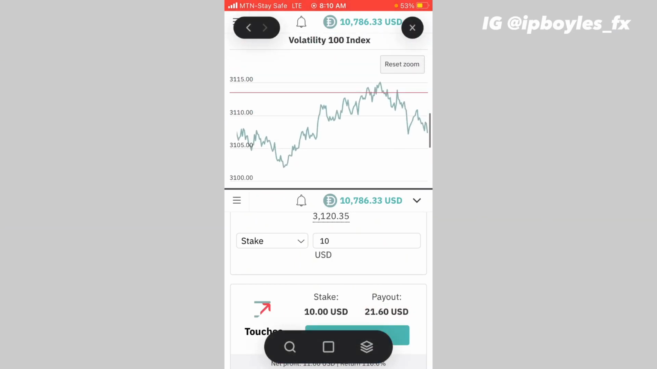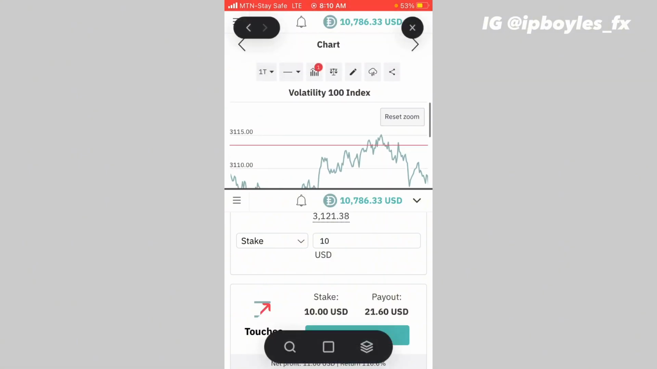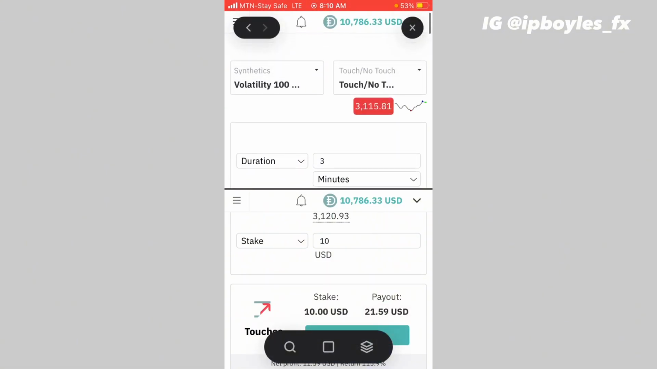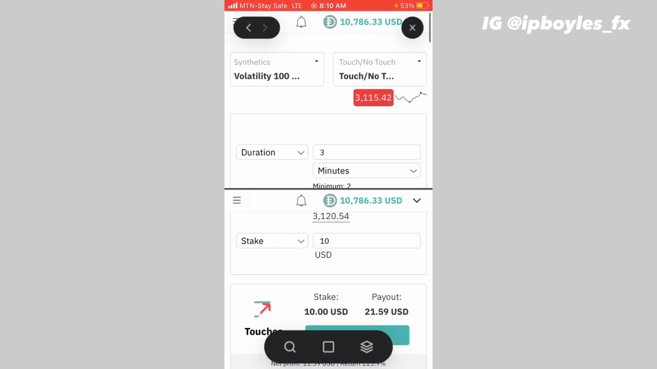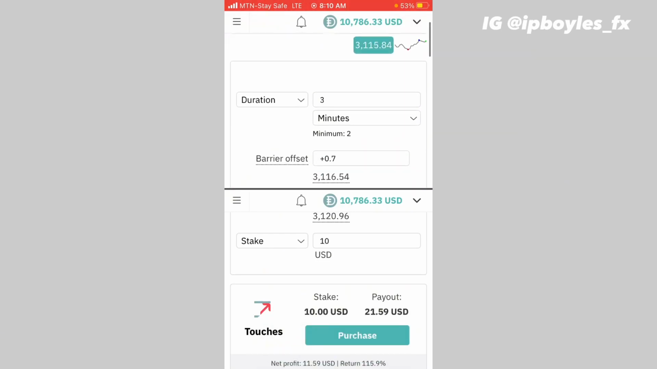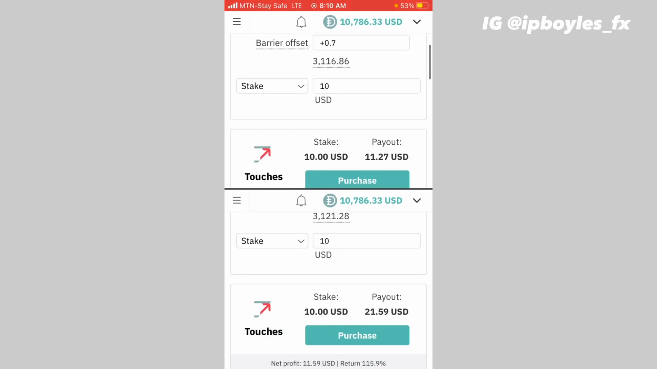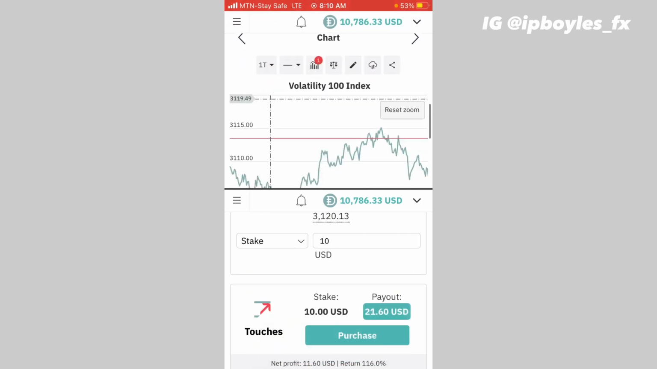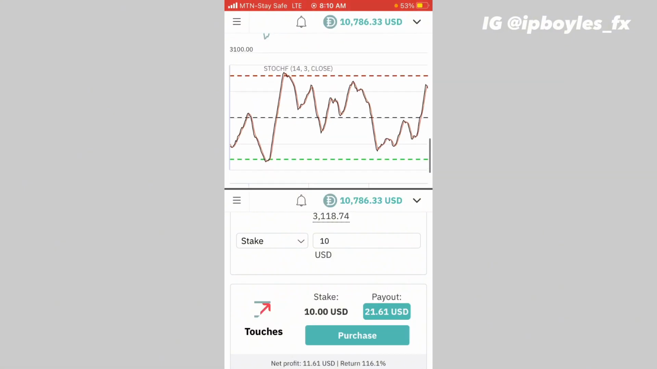So this is the indicator side. When you are setting the indicator side, you must make sure that everything is 100 volatility, 100 touch no touch, everything. So you see that the barrier offset has already changed. This is now the current setting. So I'm going to explain it on the second side of the screen.